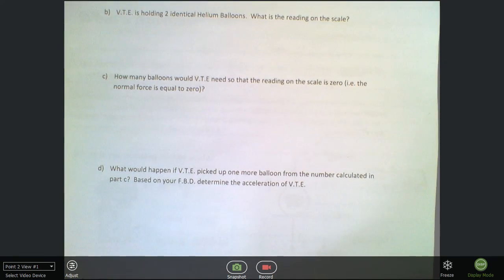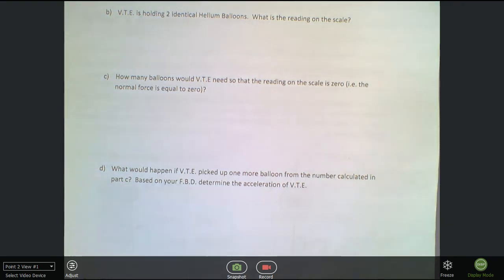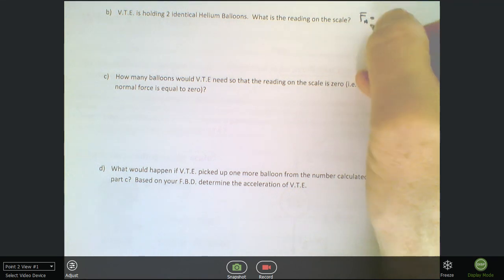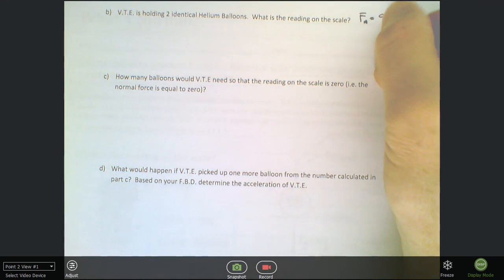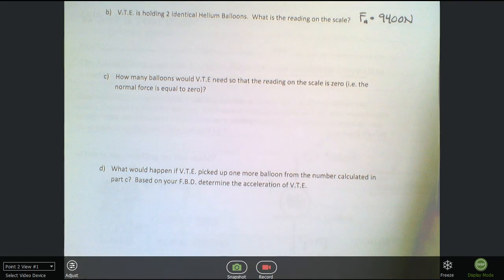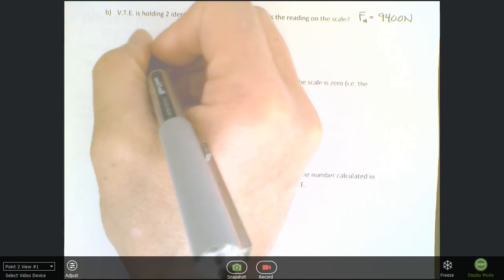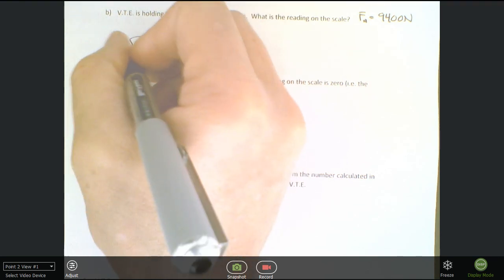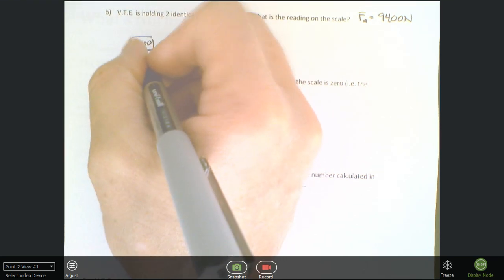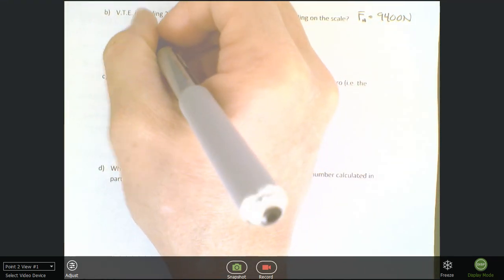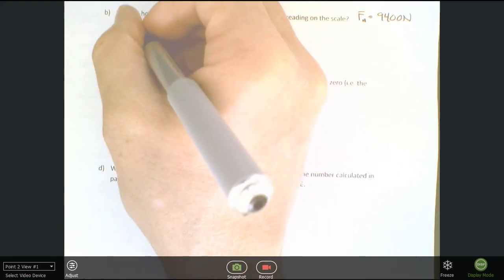Okay, now Vector the elephant is holding 2 identical balloons. What is the reading on the scale? So what will the normal force be? Well, if he's holding 2 identical, you would guess right away. You'd be like, well, it's going to be 9,400 newtons. Okay, so let's do a quick little thing. 1,000, and then leave a lot of space here. 9,800 newtons of gravity. There's now 2 balloons and a normal force.